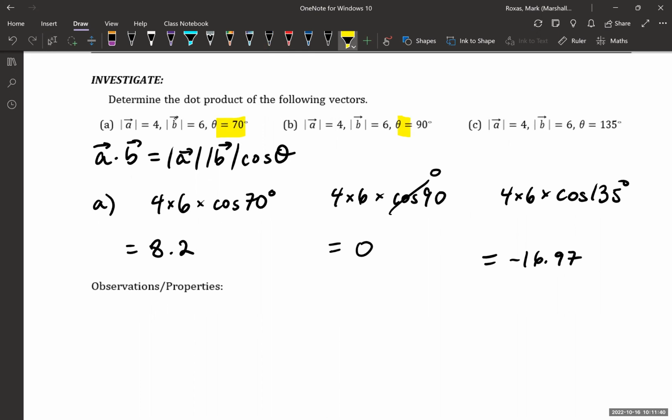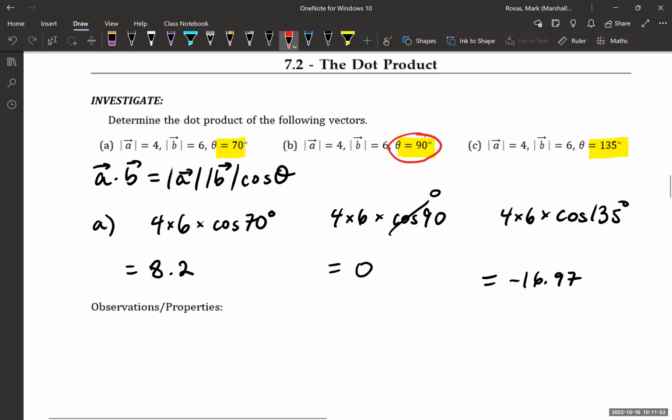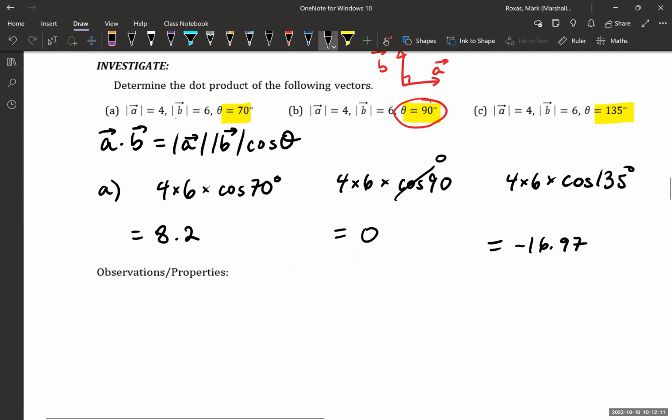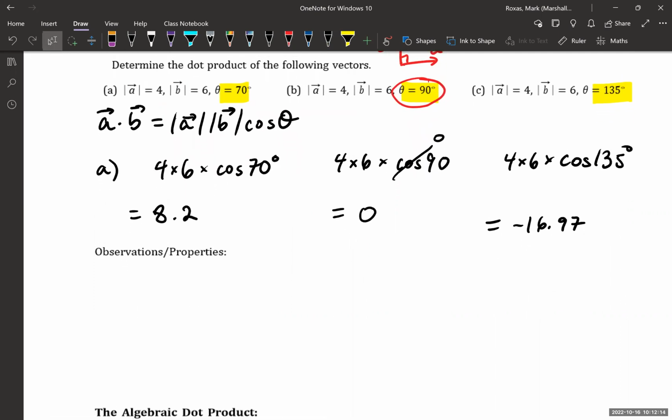Okay, so we have these different results, and I want you to pay attention to the angles. So we have 70 degrees, 90 degrees, and 135 degrees. And you're going to find that every time you put 90 degrees, no matter what the magnitudes are, your dot product is 0. What's special about the 90-degree angle? Well, that means there are 2 vectors, tail to tail, that are perpendicular to each other, right? So you could have vector A here and vector B here. These 2 vectors are perpendicular. And so having the dot product equal to 0 will actually turn out to be very useful in the future problem solving that we do with vectors in this chapter. So that's a very important observation.